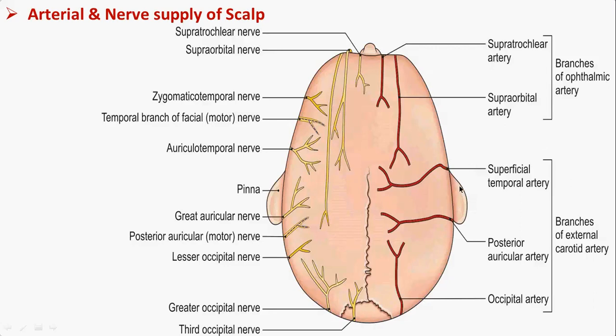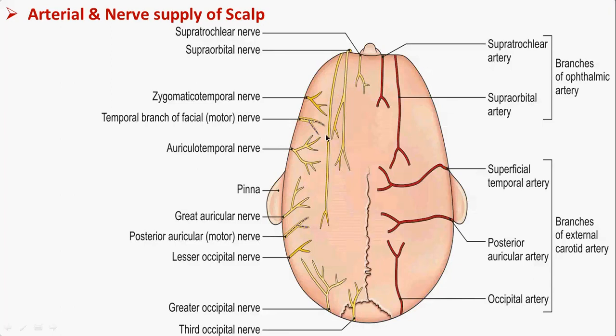So in front of the ear there are 3 arteries: supratrochlear artery, supraorbital artery and superficial temporal artery. The superficial temporal artery is a branch of the external carotid artery. Behind the ear, the posterior auricular artery and the occipital artery. These 3 are branches of the external carotid artery. It is the same on both sides. That is about the blood supply.